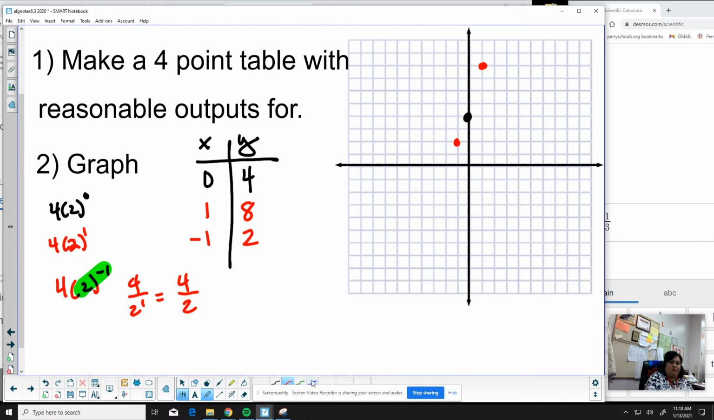Okay, let's do one more. How about -2? Because -1 worked well. So 4 times 2 to the -2. So again, we've got an unhappy exponent. So we move that to the bottom. So 4 over 4 equals 1. So (-2, 1). So you can see that it's a curve.